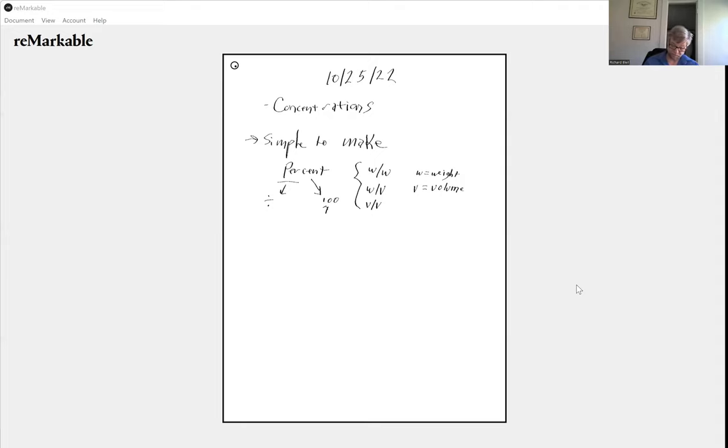For example, let's take weight to volume. Weight means weight of solute, volume means total volume of the solution. Notice this is total volume, which means it is the volume of the solute plus solvent. This matters. And anytime you see volume in a percent calculation, it is always volume of the entire solution. Weight, the weight on the bottom here, that is also the weight of the solution.